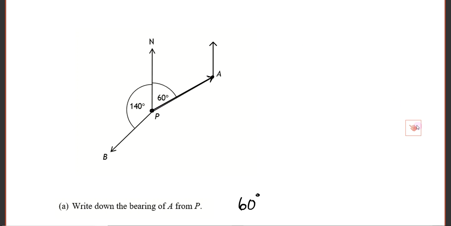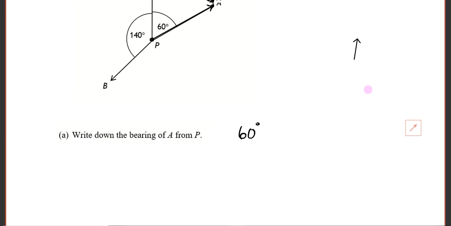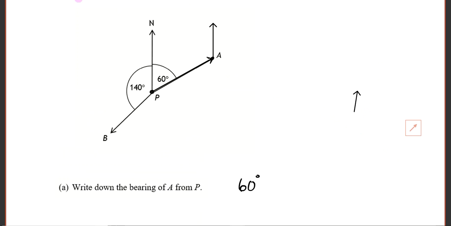Okay? The next part was B from P. So that means we're going to B from P. So I want to get to B. I don't actually need my north, but I've put it in. So I'm at P, and I have to go all the way around to get to B, okay? So that's what I'm doing.